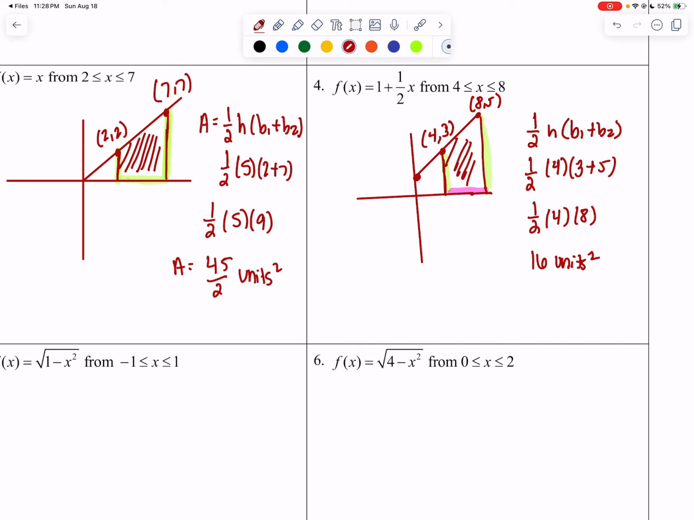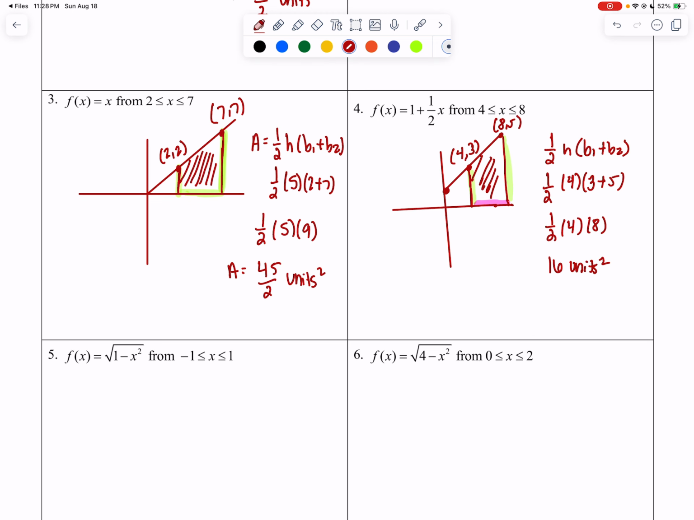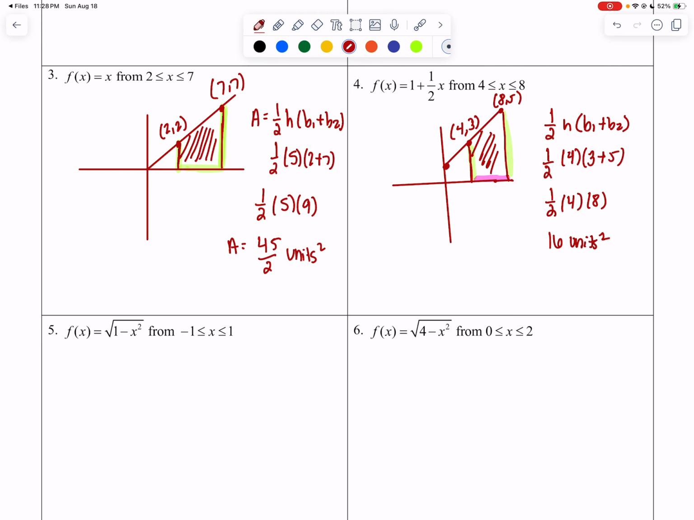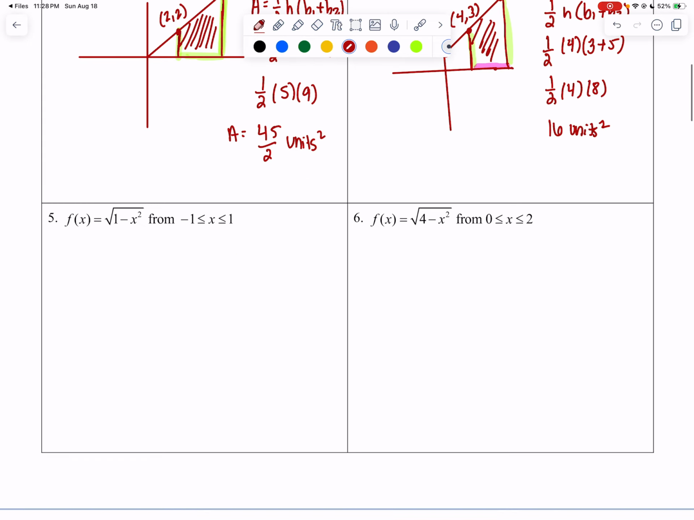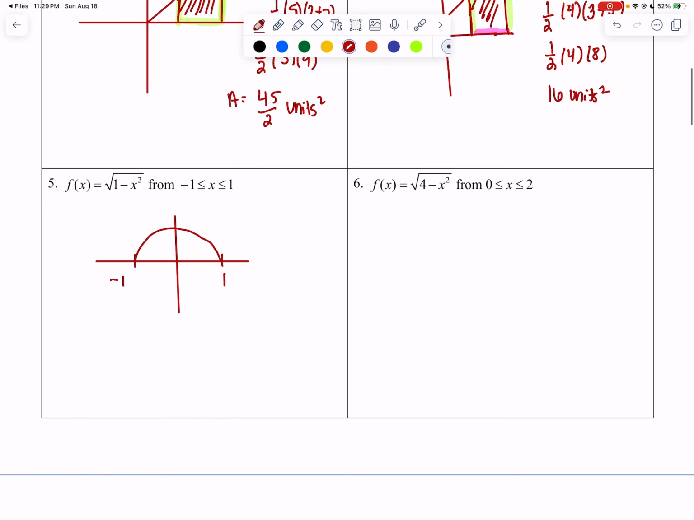All right, so now looking at number 5 here, I have the square root of 1 minus x squared from -1 to 1. Well, if I were to think about what this looks like, it's going to look like a semicircle from -1 to 1, and I have a radius of 1. So thinking about my semicircle, we have area being 1/2 pi r squared, area being 1/2 pi 1 squared. So area is just going to be pi over 2 units squared.